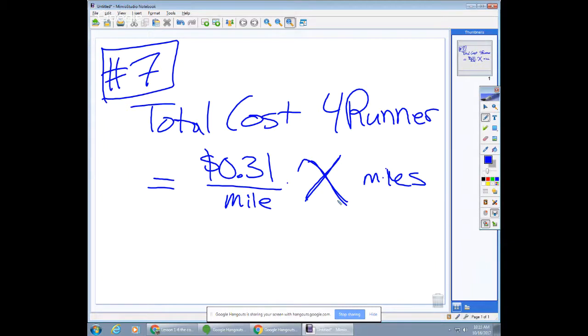Right, and that's the thing. So that's why they said we had to have a variable. So that's why I put that X in there. So I'm just going to make another note underneath and just say X is the number of miles for any given trip.